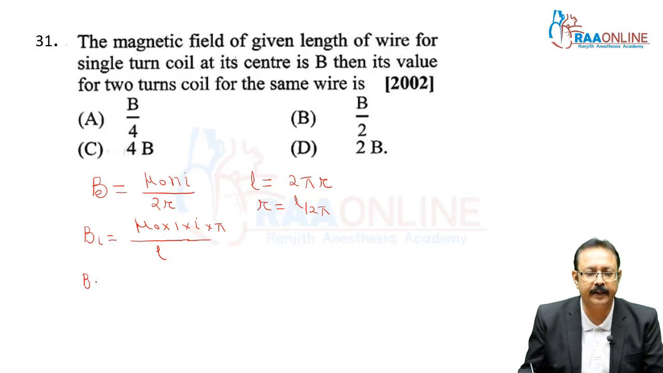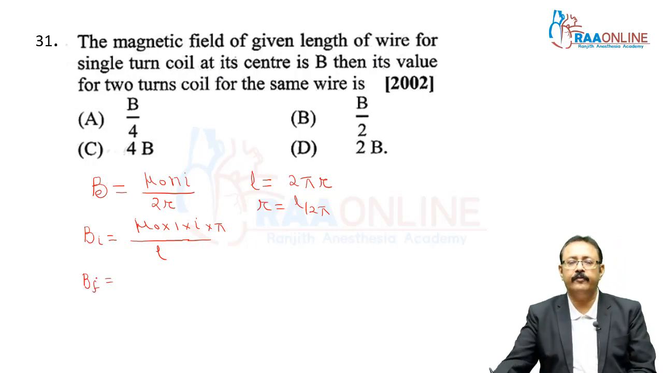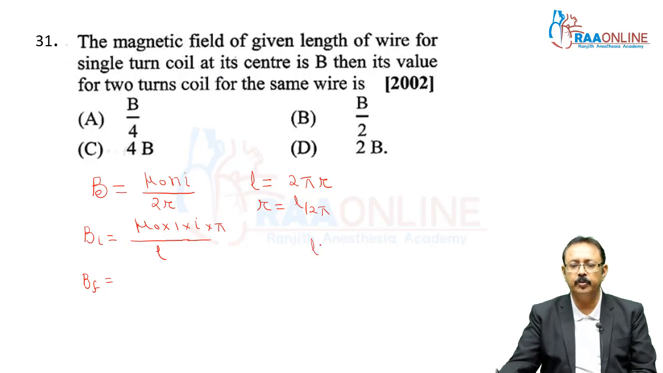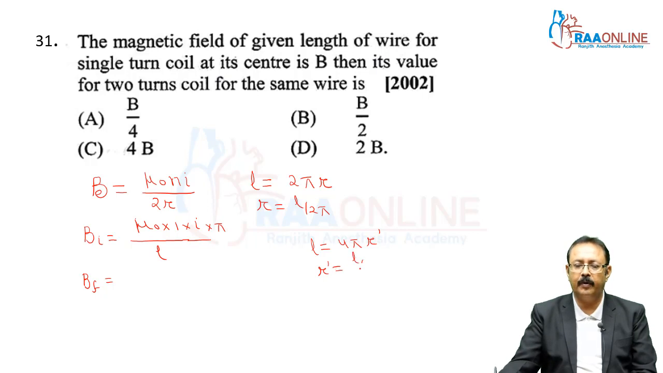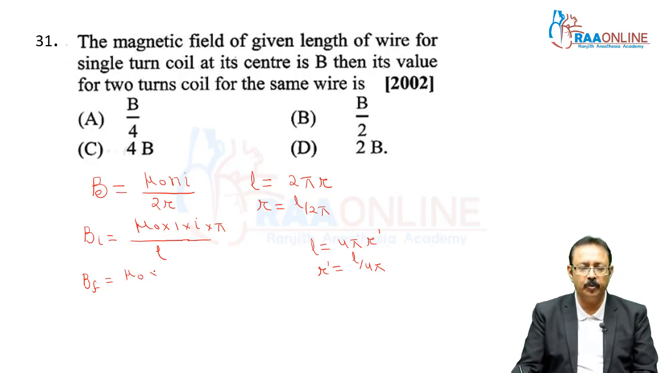What happened in the second case? The same wire we used to make 2 turns. Now circumference will be 4 pi r. So now the radius of the coil will change and it will become L upon 4 pi. What magnetic field will you now get at the center? Mu naught. 2 turns are there. Current is the same. 2R, but R is now L by 4 pi. You are getting this number. Cancel 2 with 2.